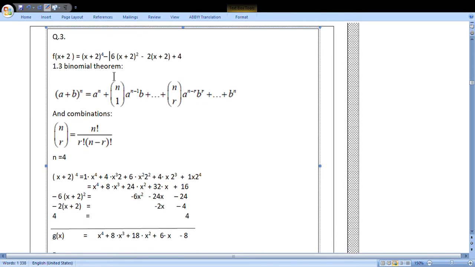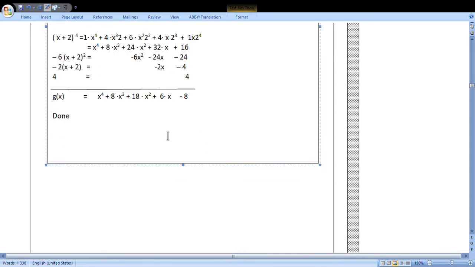And then we watch what happens after opening the bracket. The first term we did by binomial. The second term is the square of a sum. And the last: 2x minus 4, and the last is 4. After putting all terms according to their powers and adding, we get this g(x). So this question is done.